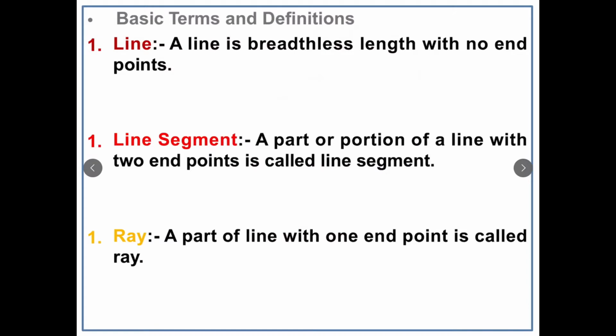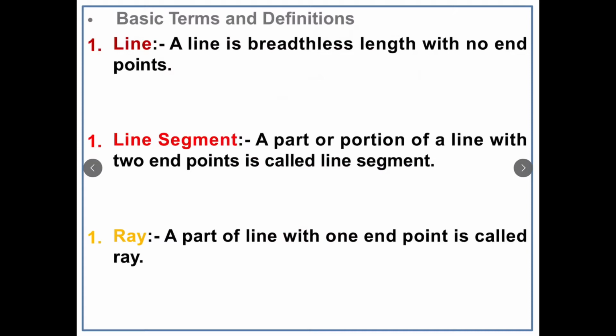So first we will look at some basic terms and the definitions before we start the exercise. These are the basic terms which we have already studied in previous classes. We are just going to recall and revise them. So the first one here is a line. Simply, a line is a breadthless length with no endpoints.